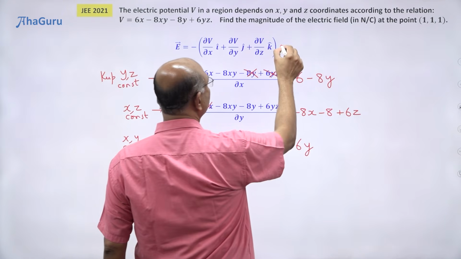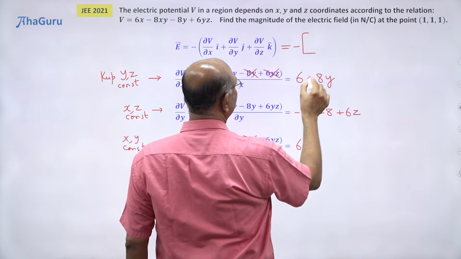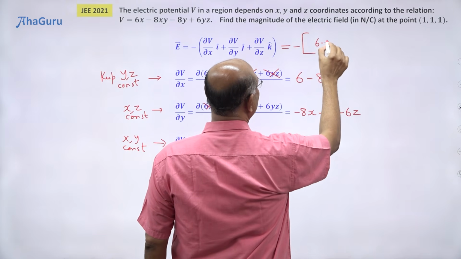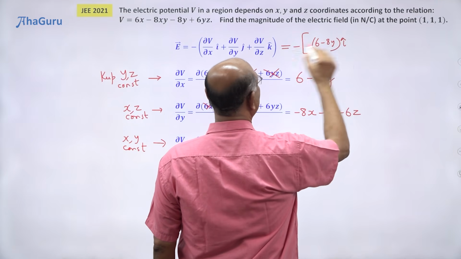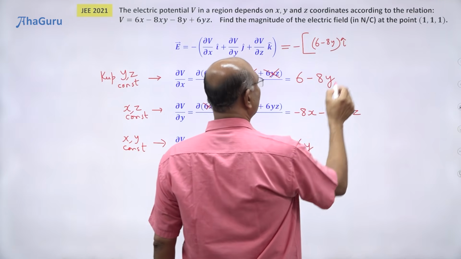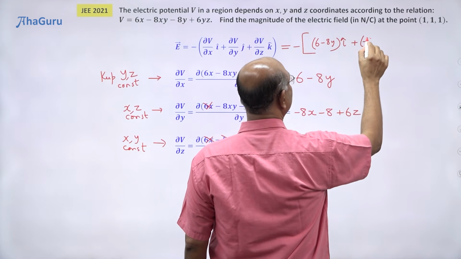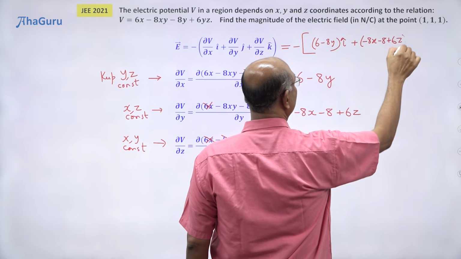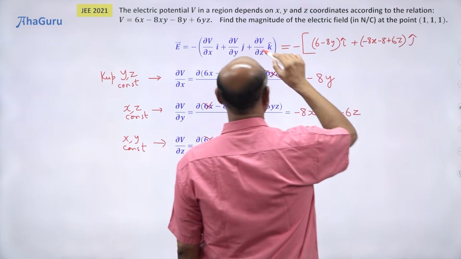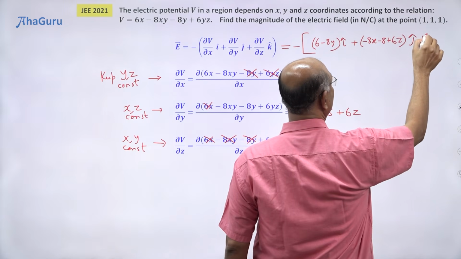So if I combine all this, I can write what the electric field must be, right? Let me write it here. So it is going to be minus of (6 minus 8y) i cap, plus (minus 8x minus 8 plus 6z) j cap, and then finally you have 6y k cap. So plus 6y k cap.